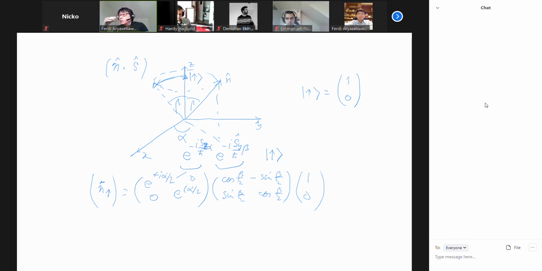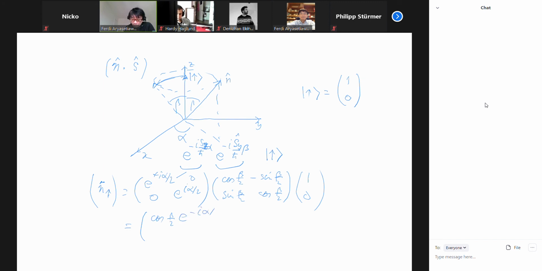Let me see, we're running out of time here, so let me just write down the answer. Then we get cos beta upon 2, sine beta upon 2, and alpha upon 2. It's just found by multiplying these matrices.